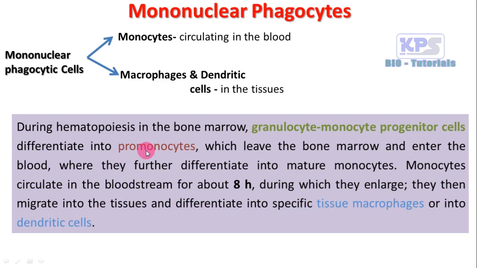So from the pro-monocytes, the monocyte will develop. Monocytes will be present in the blood for 8 hours. After that, they migrate into tissues, and in the tissues they differentiate into macrophages or dendritic cells. That is the course of development of monocytes and macrophages or dendritic cells.